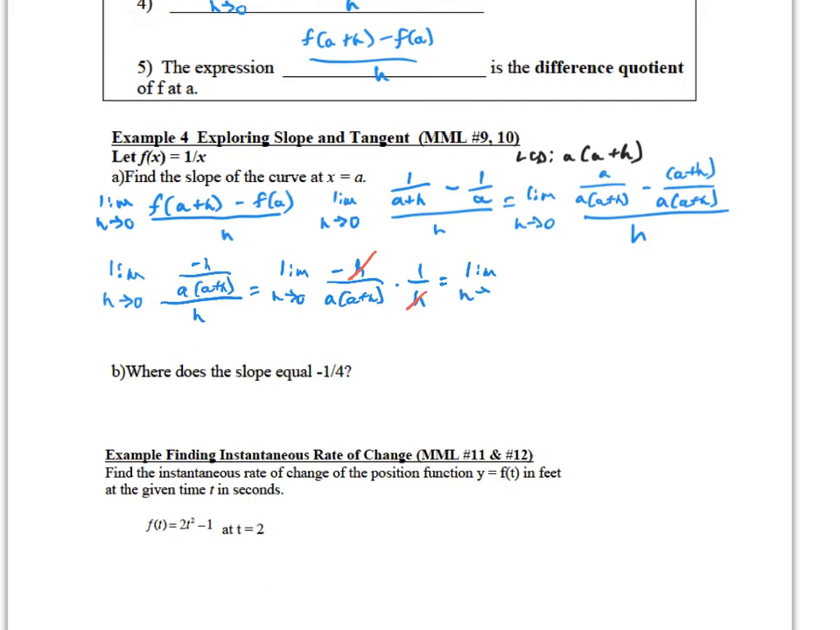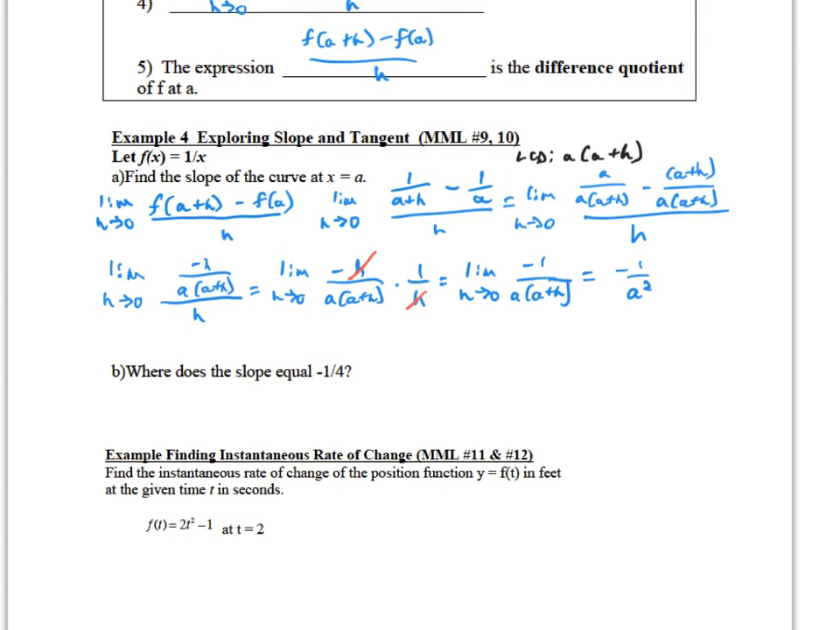Limit as h approaches 0 of negative 1 over a times a plus h. Now, we are finally safe to plug in 0. And now that we're able to do that, we get negative 1 over a squared. Okay, good. So what's the slope, or where does the slope equal negative 1/4?